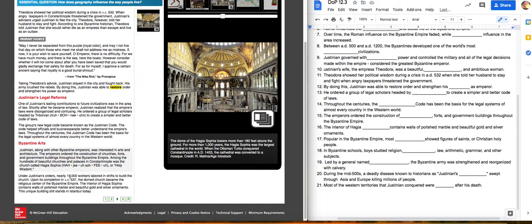Under Justinian's orders, nearly 10,000 workers labored in shifts to build the church. Upon its completion in 537, the domed church became the religious center of the Byzantine Empire. The interior of the Hagia Sophia contained walls of polished marble and beautiful gold and silver ornaments. This unique building is still standing in Istanbul today.